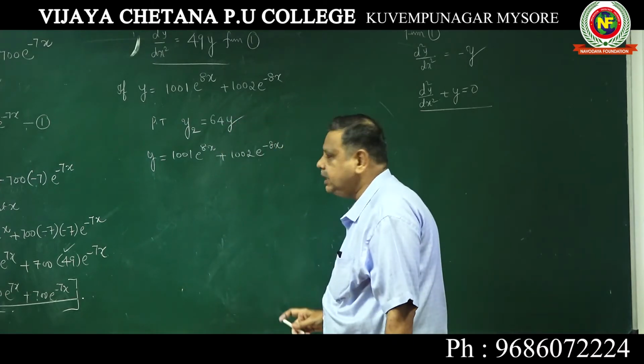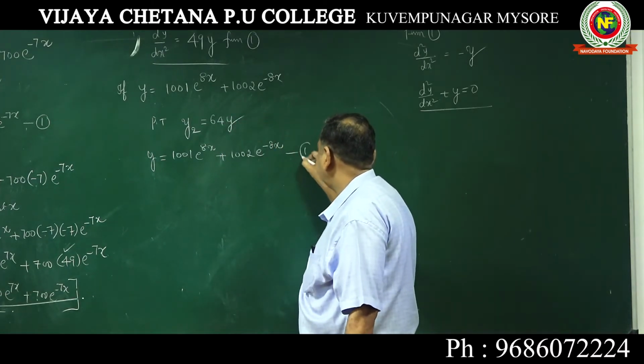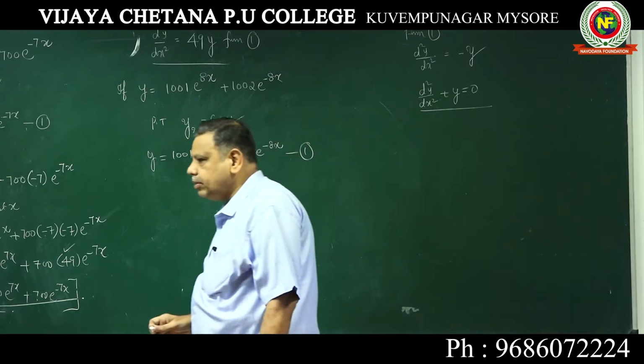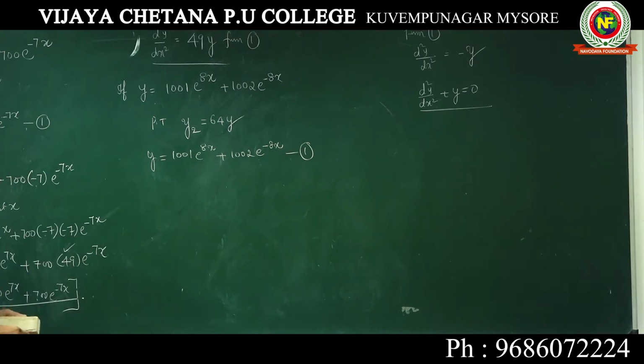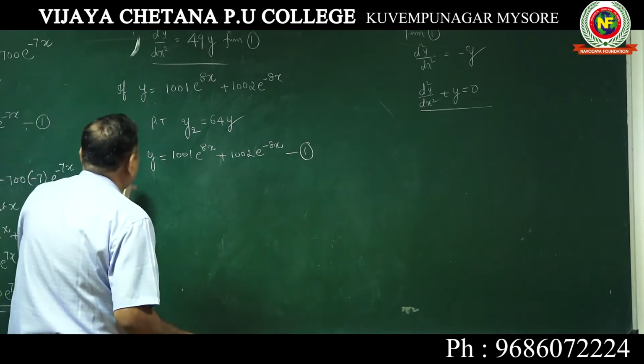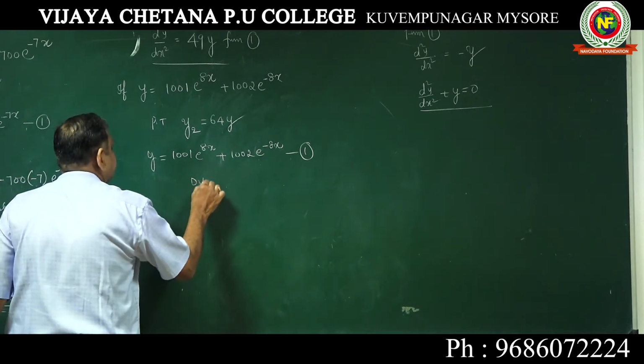Call it as equation number 1. Y is equal to 1001 e to the power of 8x plus 1002 e to the power of minus 8x. Now what you should do is differentiate with respect to x.